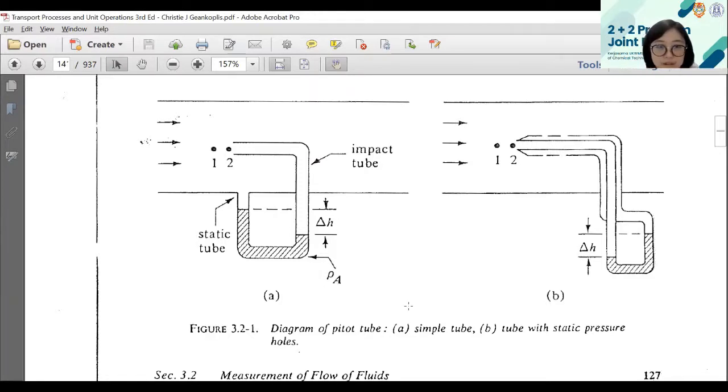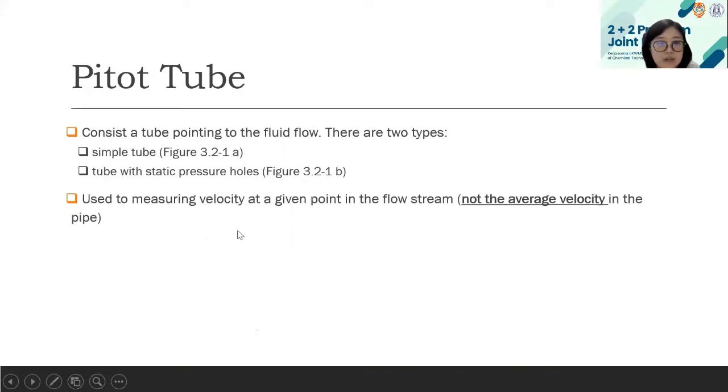I will go back again to the PowerPoint. The Pitot tube is used to measure the velocity at a given point in the flow stream. If you put the Pitot tube in the middle of the pipe, then you will only measure the velocity at the middle of the pipe. It will not measure the average velocity in the pipe. It will only measure the velocity at a given point in the flow stream.